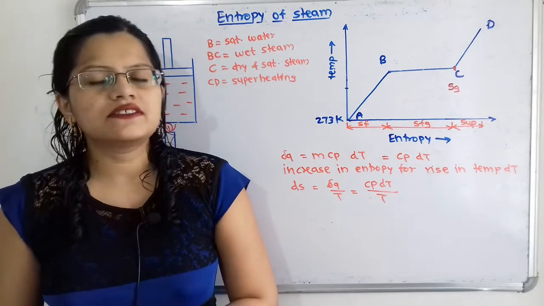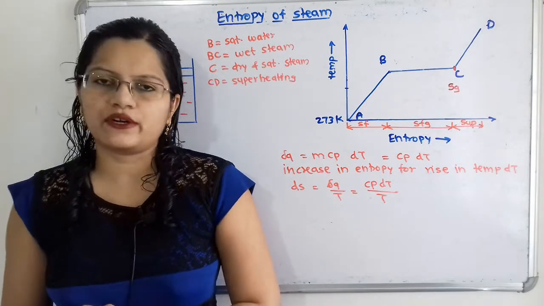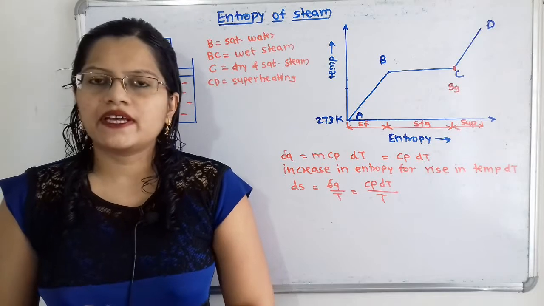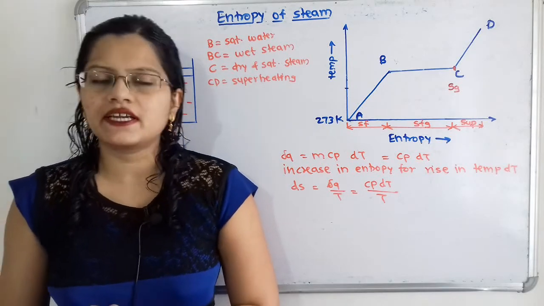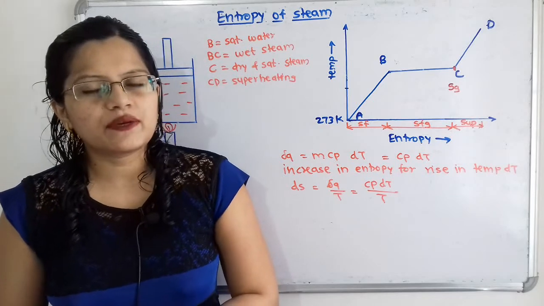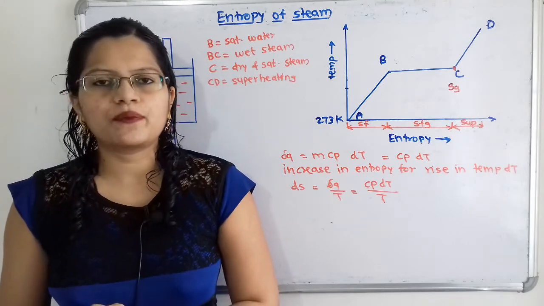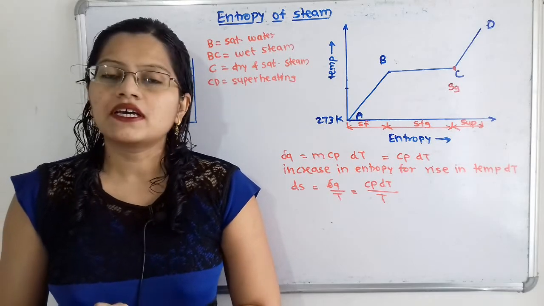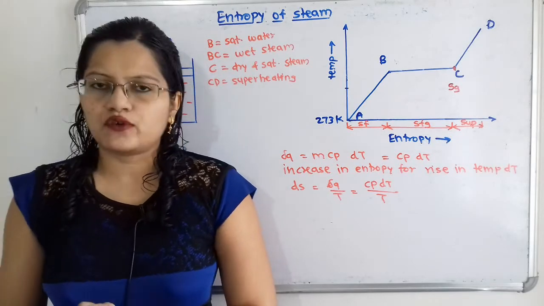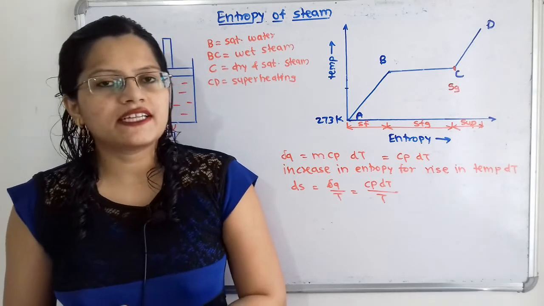Now we will understand what is the formula for entropy. So we know that when there is the addition of heat, entropy is getting increased, and for the removal of heat the entropy is getting decreased. That means we will measure the entropy in terms of change in entropy. So what is the addition of heat?